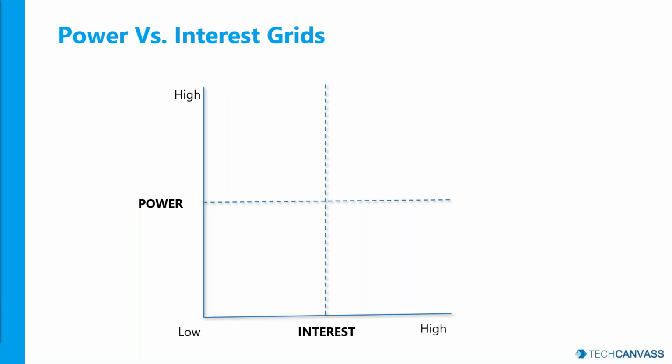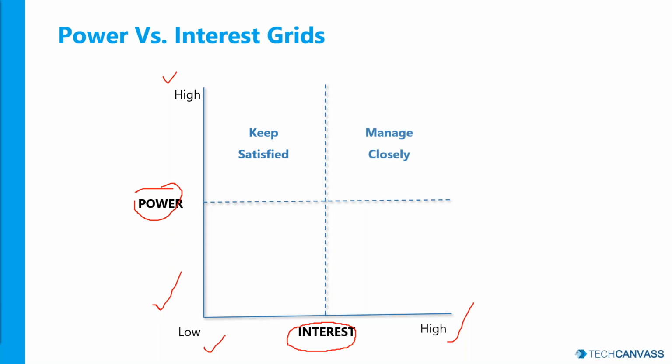This is called the power versus interest grid. If you have 10 stakeholders, and if you want to know how you are going to engage them differently, you can try to place them in these quadrants. Right? On the x-axis, you see interest level from low to high. On the y-axis, you see power level from low to high. For example, if one of the stakeholders has high power but low interest in the project, you need to make sure that that particular stakeholder is interested in your project and is satisfied with your project, with your deliverables, right?